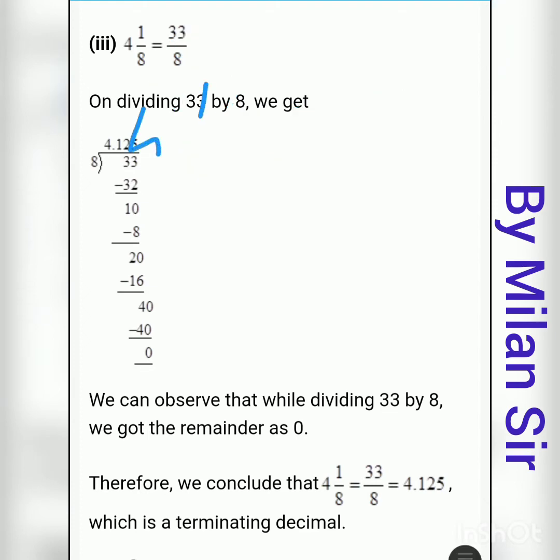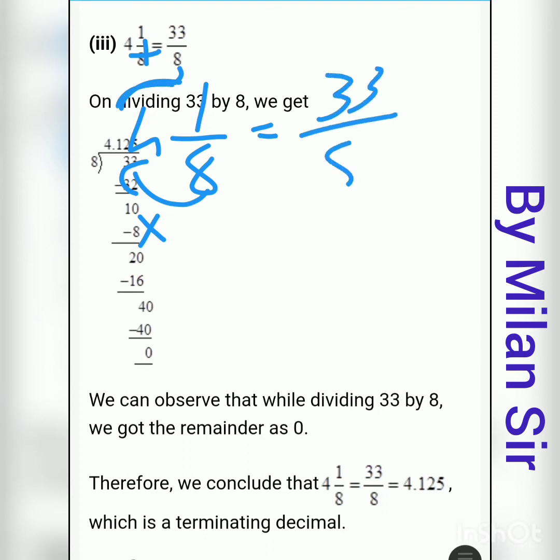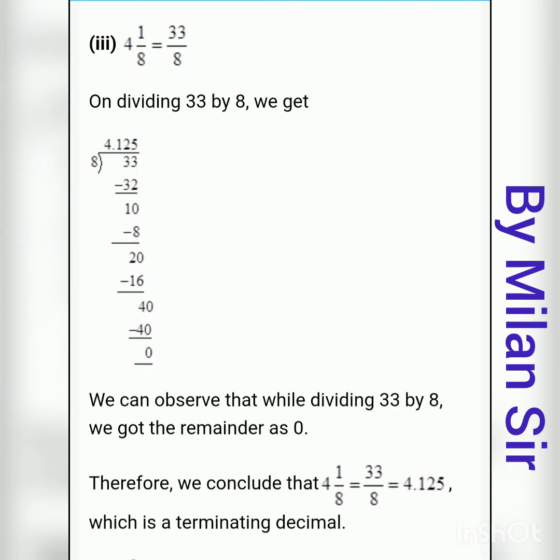Again, for 4 integer 1 by 8, here 8 multiply 4, then we need to add this digit 1. So 8 4s are 32 plus 1, 33 divided by 8. So here we get 33 by 8. Now divide 33 by 8.